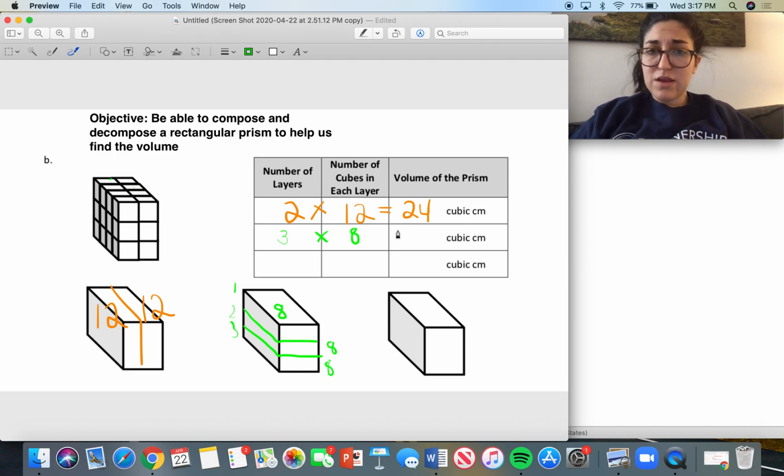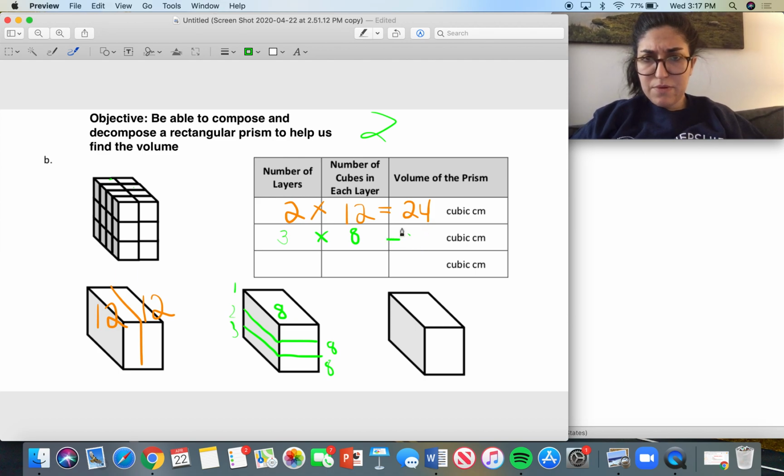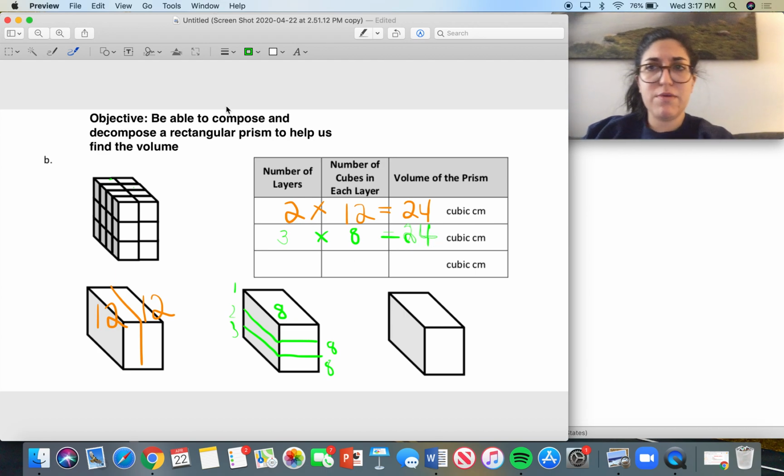And again, what's 3 times 8? 3 times 8 is, why is this not working? Is 24. Something's going wrong with my computer, I apologize. Let's try this again. Alright, 24. Sorry, y'all, you're going to have to work with me on that one.